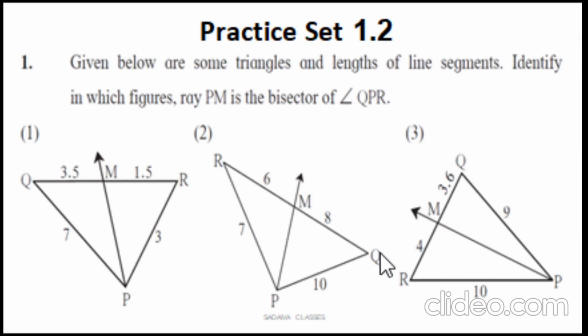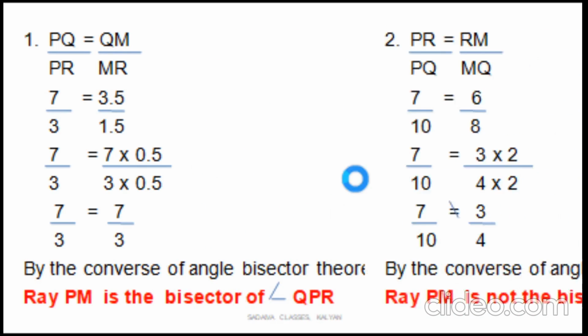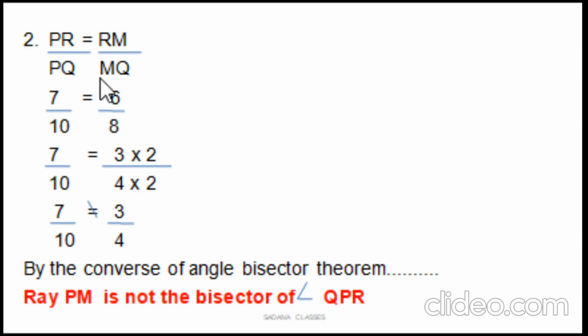Here, same given, triangle PQR is given, ray PM is given. We have to find out the ratio of PR upon PQ and RM upon MQ. PR is 7, PQ is 10, RM is 6, MQ is 8. So simplifying 6 upon 8, we get 3 upon 4, and the left hand side is 7 upon 10. So 7 upon 10 is not equal to 3 upon 4. Therefore, by the converse of angle bisector theorem, ray PM is not the bisector of angle QPR.